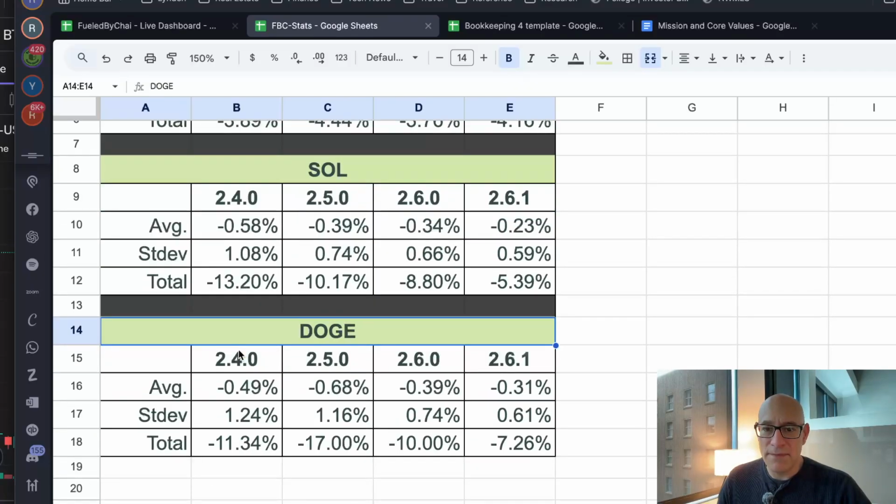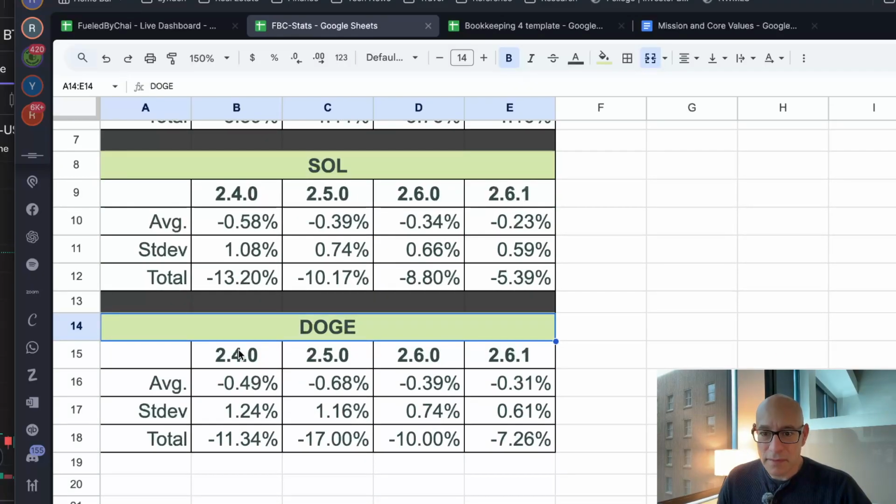And then finally, for Doge, average daily returns somewhat improved. And again, the standard deviation is about half of what it was with the original recipe of the strategy.